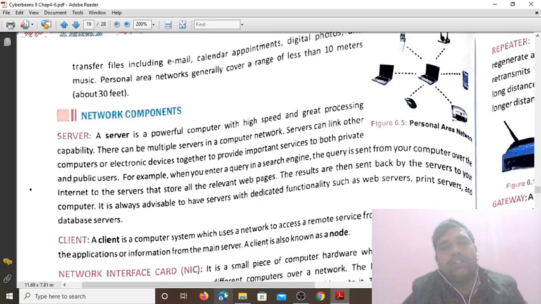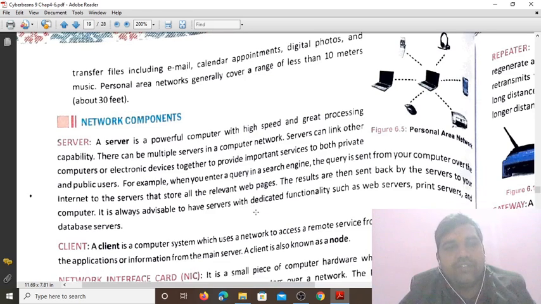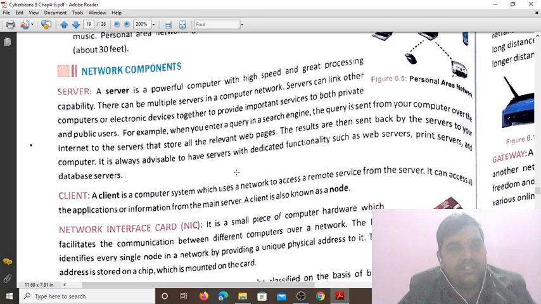So today we will continue our revision of lesson 6, that is the computer network. Now in the last class we discussed the network and the advantages of network, and today we will discuss the network components. So see, one of the network components is the server.